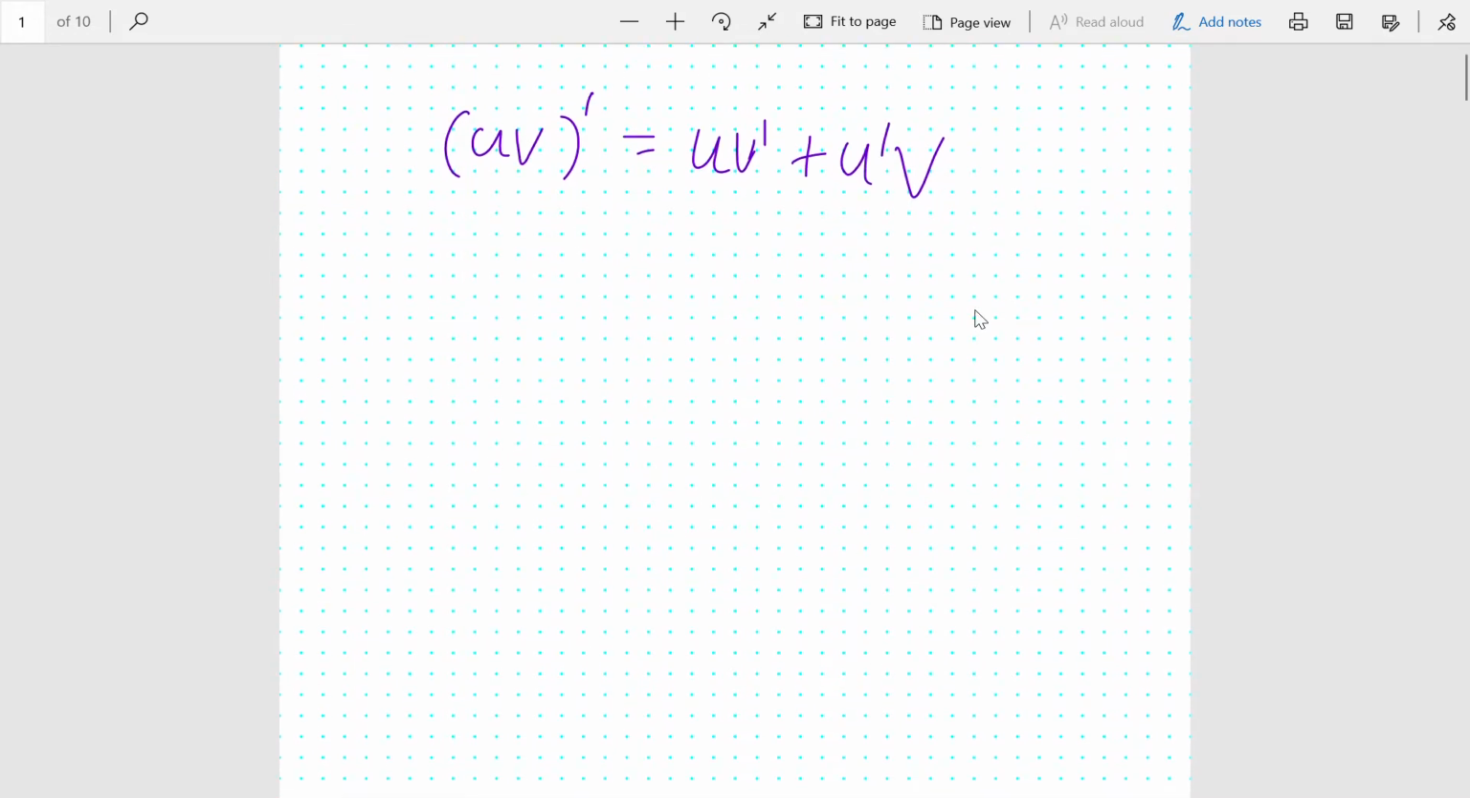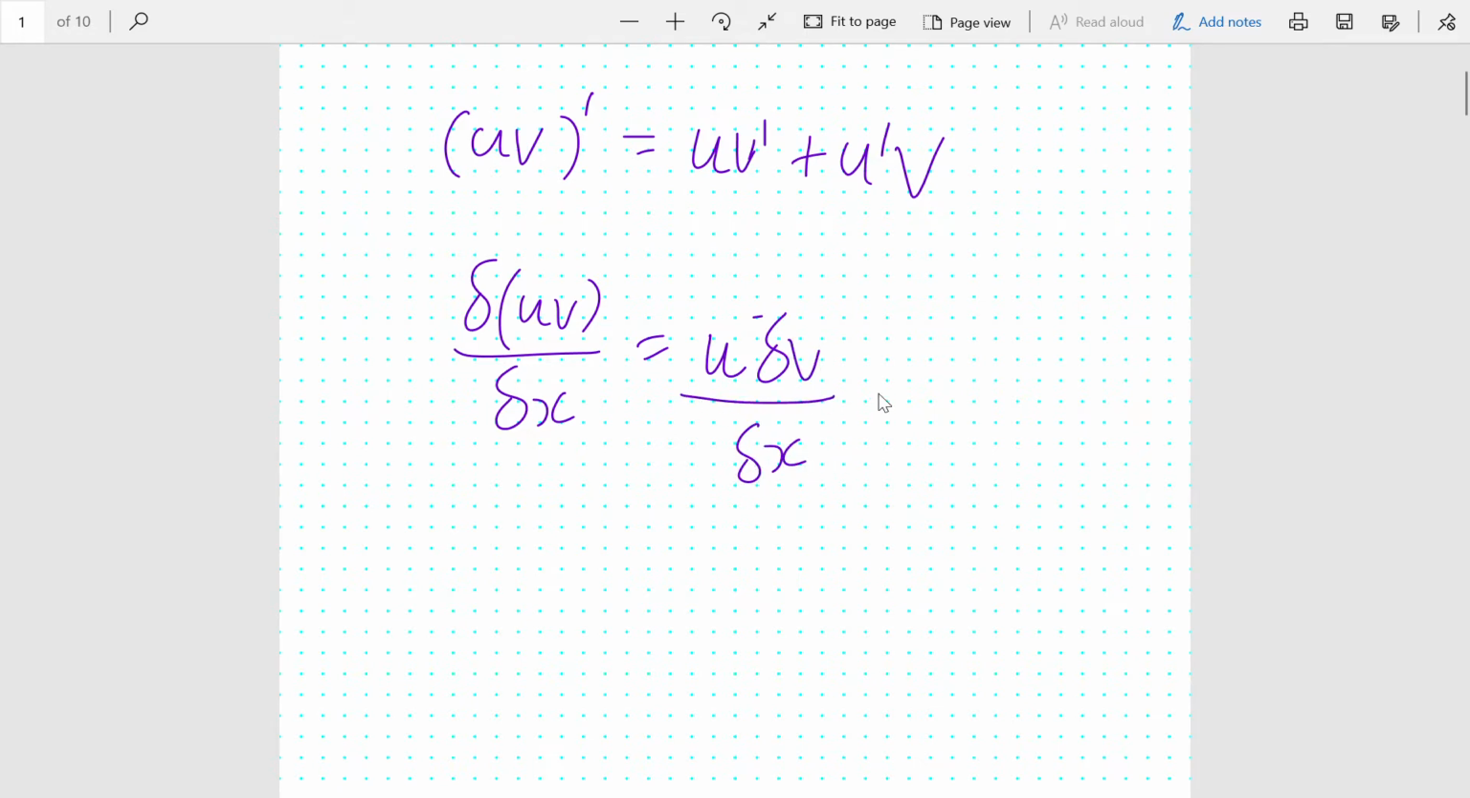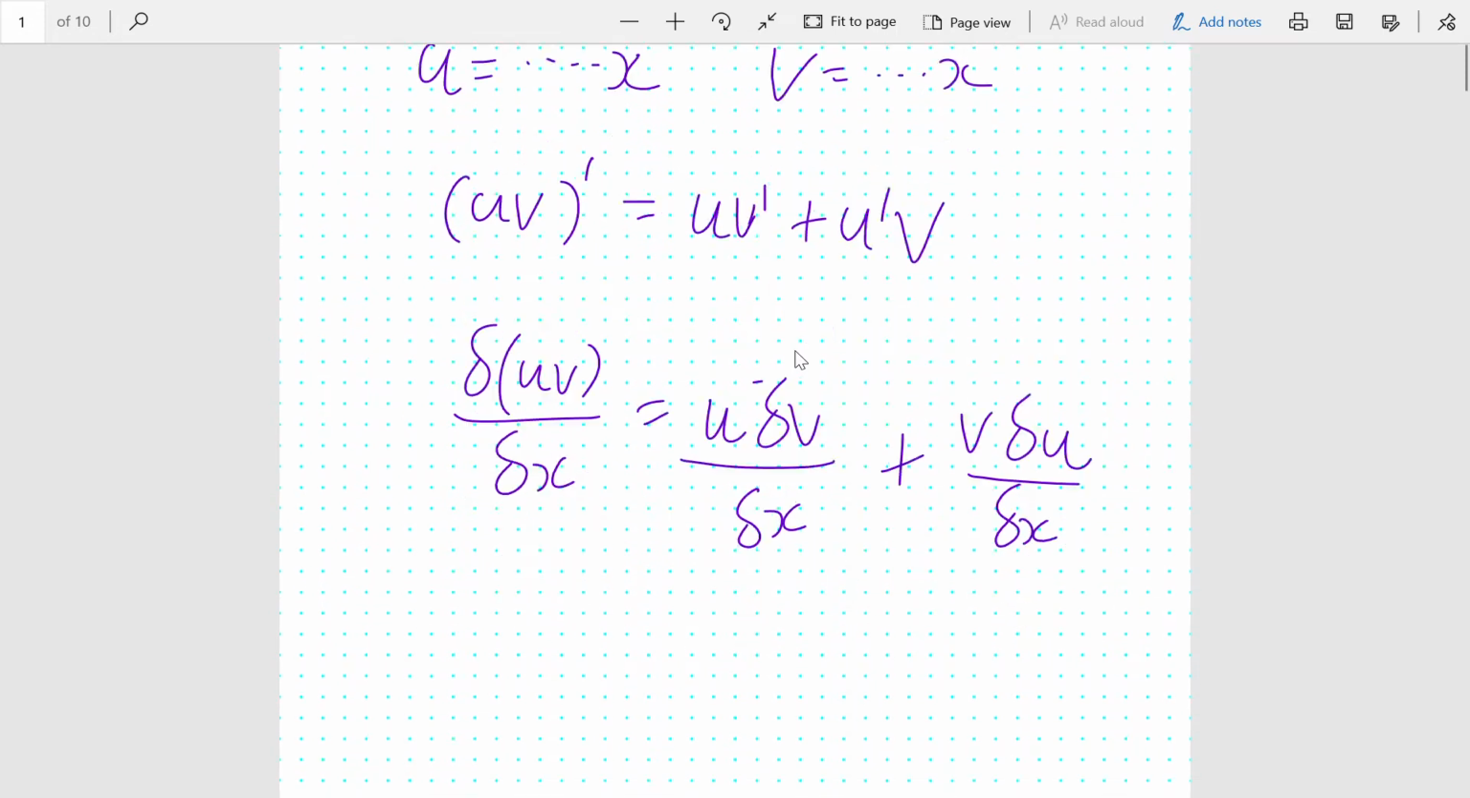And a longer way of representing this is that d(uv) by dx is equal to u dv/dx, because it's u times the differential of v with respect to x, plus v du/dx. And what I want to go over today is why this is the case.